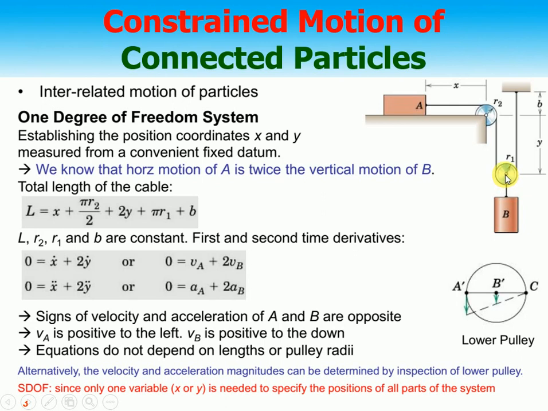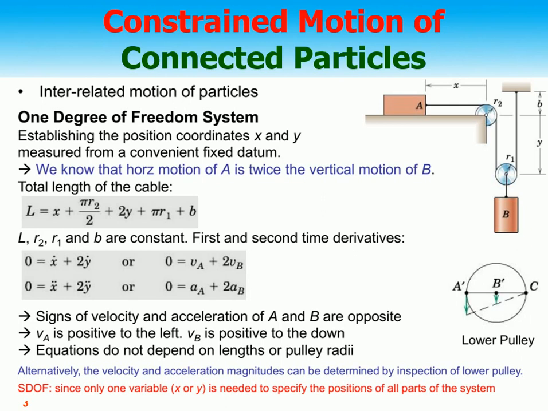It can move from here to here only, and it cannot move beyond this, so it is constrained, right? Similarly, body A can move from this pulley up to a certain maximum length, which depends upon the changing length of the rope. So this is called the constraint motion. We will study the constraint motion.